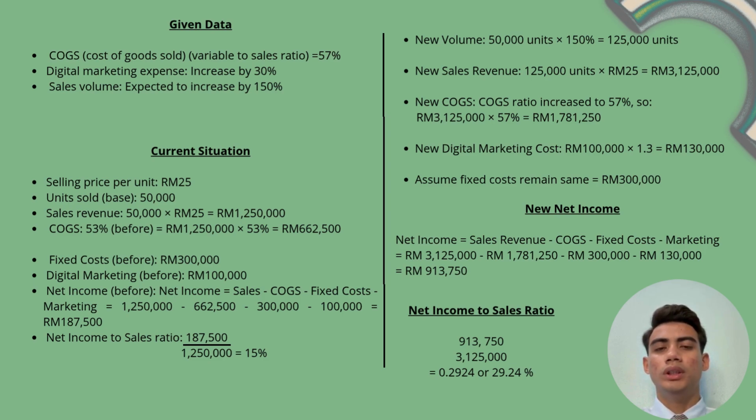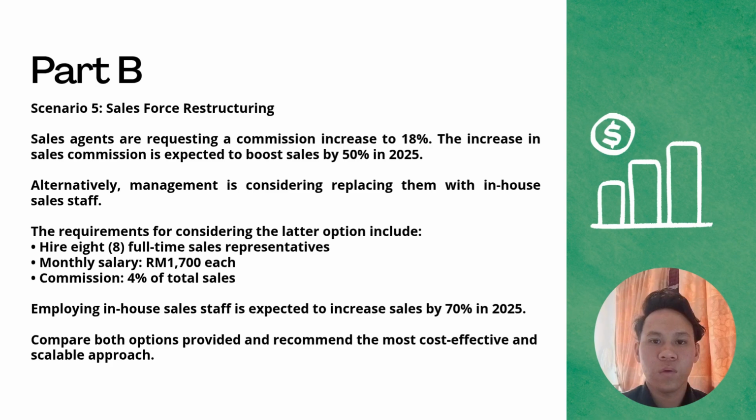187,500,000. So the net income to sale ratio is 187,500,000 division RM 1,250,000 is 15%. So 5. Explain about the two options we are considering for restructuring our sales team in 2025.